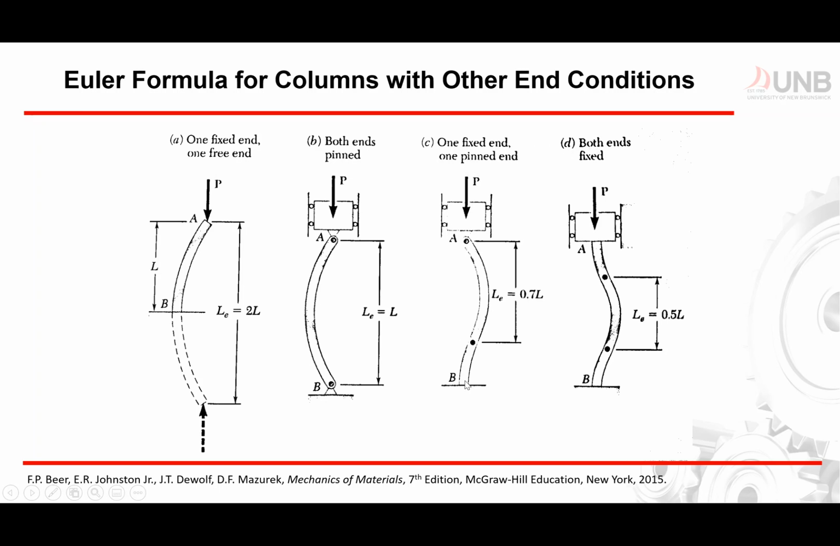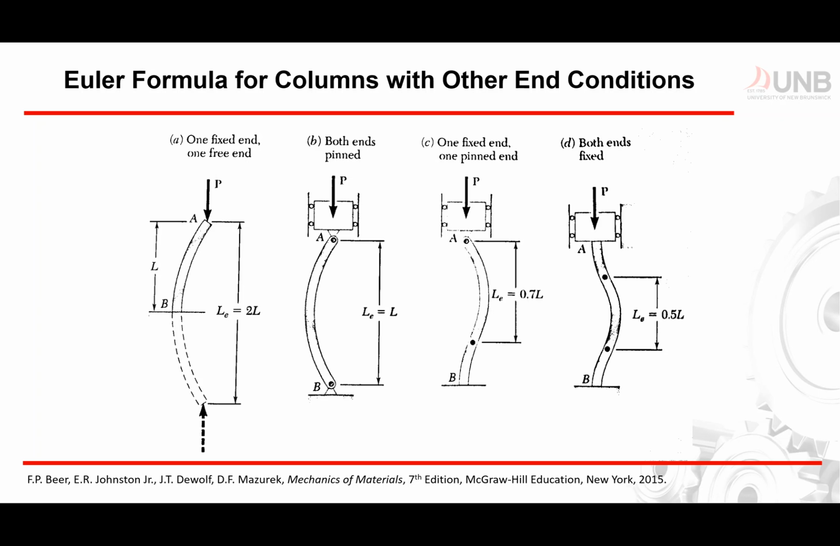Now, same thing for other types of support. So we have one fixed end, one pinned end. The effective length that defines your buckling from one point to another is 0.7L. If we have a fix at both ends, we have an effective length of 0.5L. You can check the derivations of these values in the book. When you cut your beam, you have to consider the moments created by your support reactions, and the difference in terms of the buckling mode, but eventually you are going to end up with this effective length.